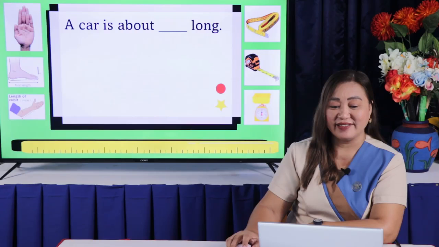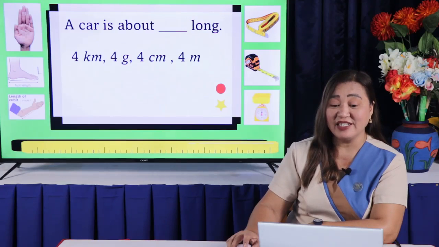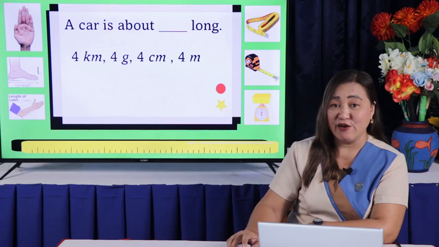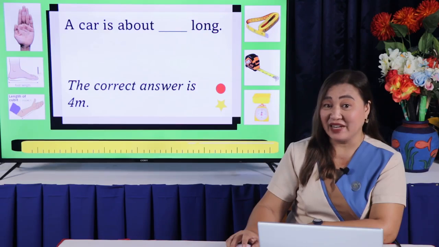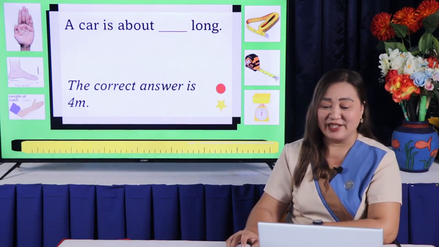Next question. A car is about blank long. 4 kilometers, 4 grams, 4 centimeters, 4 meters. Again, a car is about blank long. 4 kilometers, 4 grams, 4 centimeters, 4 meters. The correct answer is 4 meters.